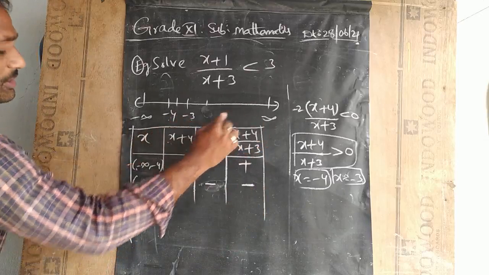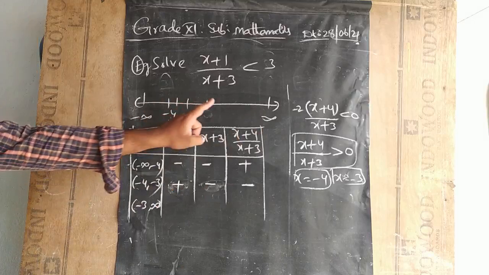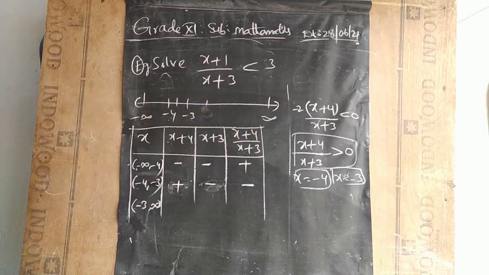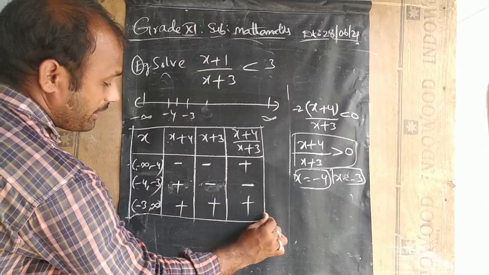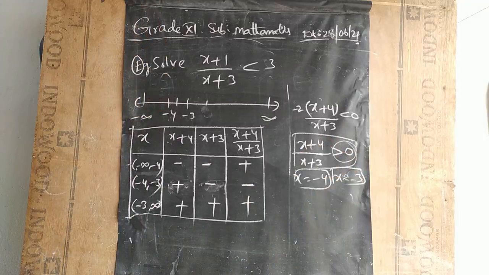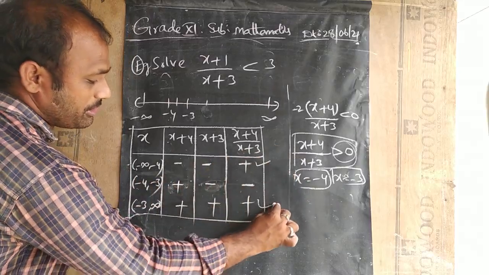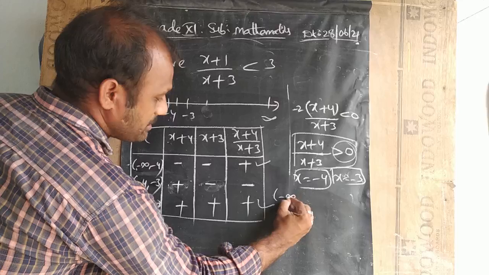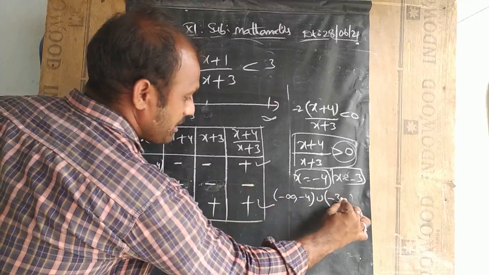Next, the last condition, minus 3 to infinity. If I take from minus 3 to infinity, let us take any positive number, say 1. So 1 plus 4 is 5, which is a positive number. 1 plus 3 is 4, which is a positive number. Positive divided by positive gives a positive number only. My condition in this question is that I need to get greater than 0, which means all the positive numbers. These two are satisfied for our positive conditions. So our interval will be minus infinity comma minus 4 union minus 3 comma infinity.